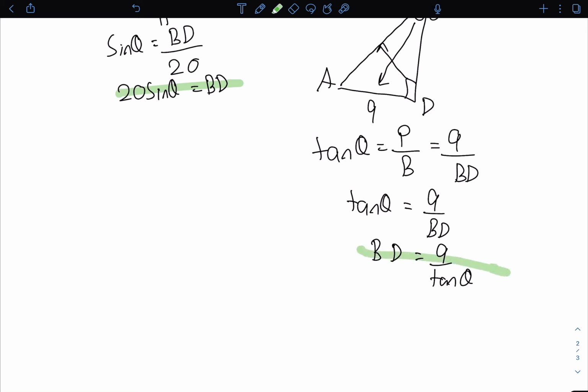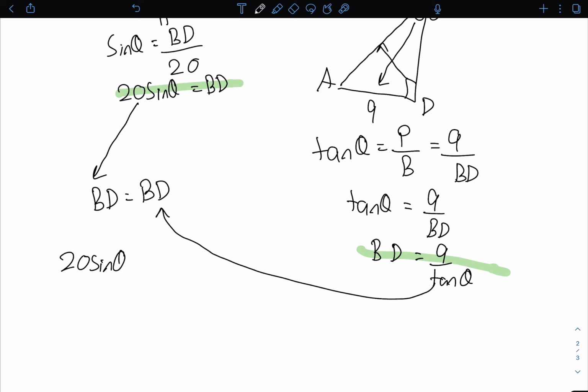Now BD cannot assume different values, right? That's just common sense. When you have one line and one person says it's 1 meter long, it's 1 meter long. It doesn't just magically change values. So BD must of course be equivalent to BD. They must be equivalent to each other. So I move this over here and this over here. Both my values of BD should be equal to each other, so 20 sine theta.